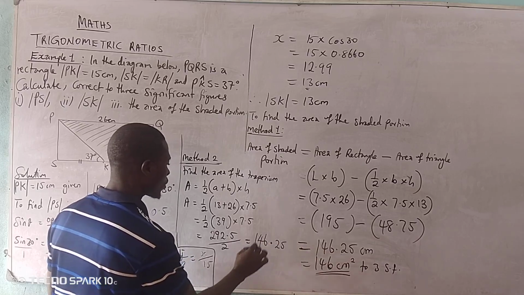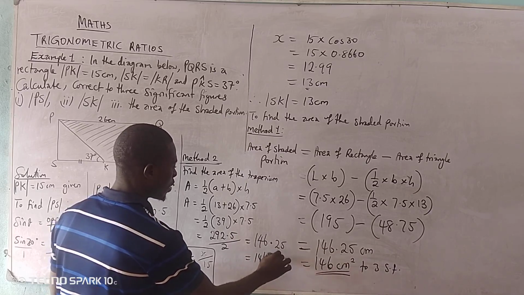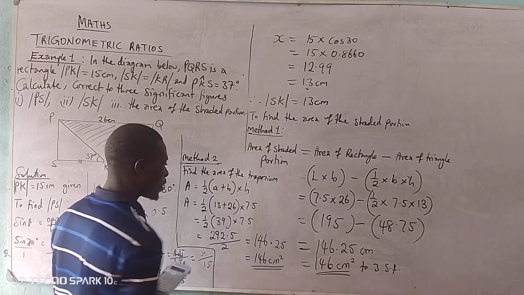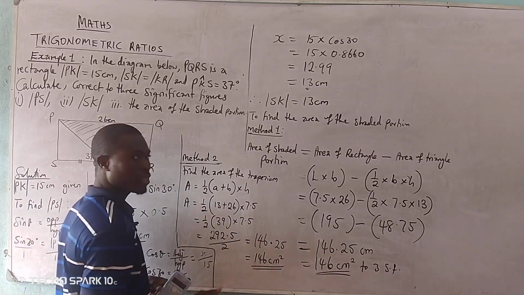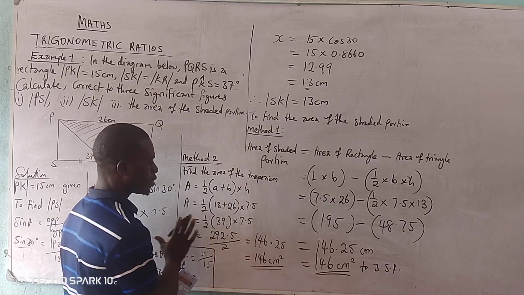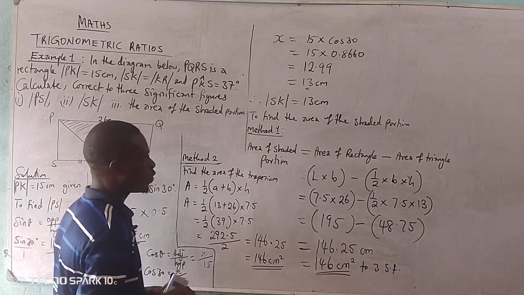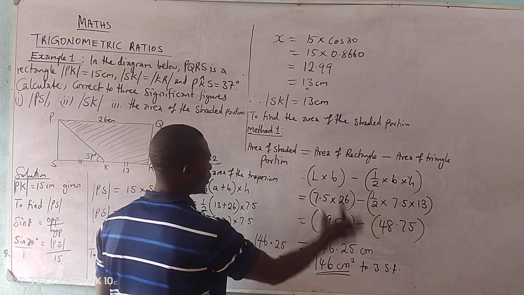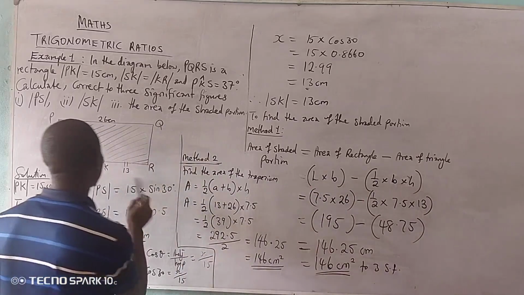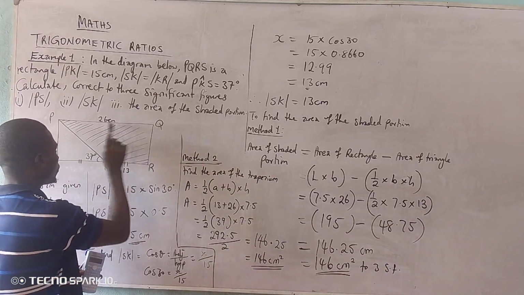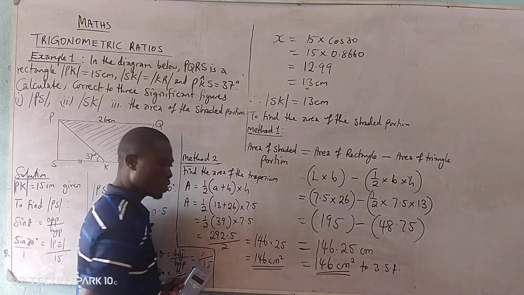So also, approximately to three significant figures, 146 centimeters squared. That's the area of the shaded portion. You can see that we got the same answer, irrespective of the fact that we used different methods. That tells you that it is correct. So you can find the area of the shaded portion using the area of the rectangle minus the area of the triangle, or find the area of the trapezium directly.